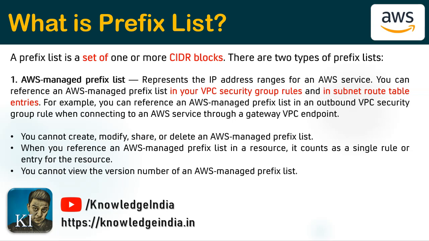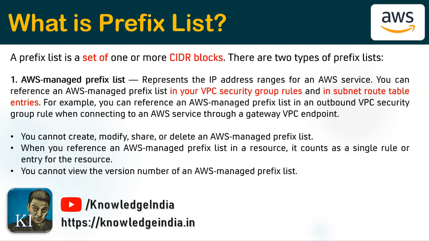So first, let us understand how many types of prefix lists are there. There are two types of prefix lists. First one is AWS managed. So as the name says, AWS managed. This is something which you cannot change, right? It is basically the list of IP address ranges which are there for AWS services. Currently, it's there for S3 and for DynamoDB, right? So if you go into your account, you'll be able to see two AWS managed prefix lists already available there. I'll show you that in the demo as well, right?